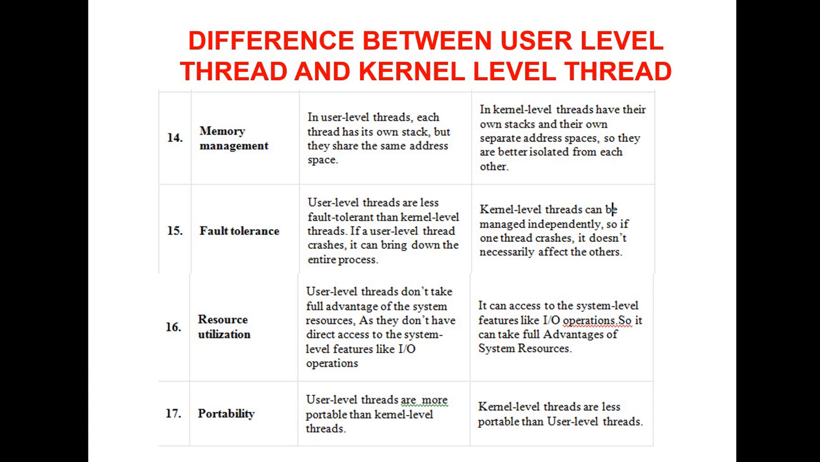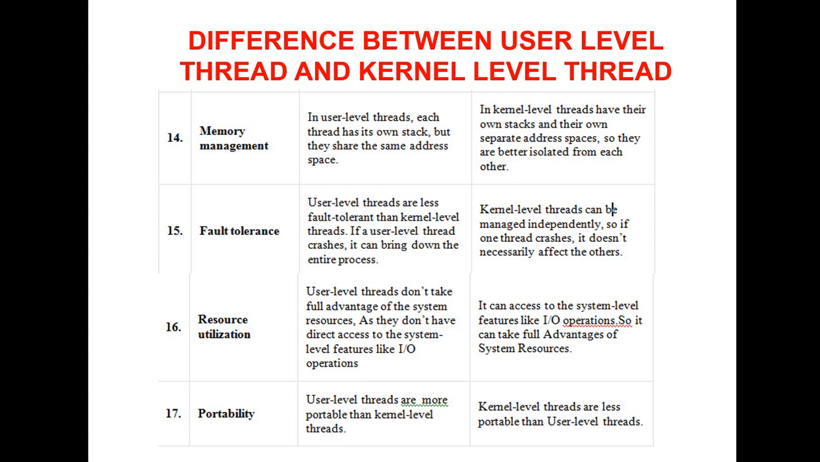Next, memory management. In user level threads, each thread has its own stack, but they share the same address space. In kernel level threads, threads have their own stacks and their own separate address spaces, so they are better isolated from each other. Then fault tolerance is one of the important techniques in threads. Here, user level threads are less fault tolerant than kernel level threads. Kernel level threads can be managed independently, so if one thread crashes, it does not affect the other threads.